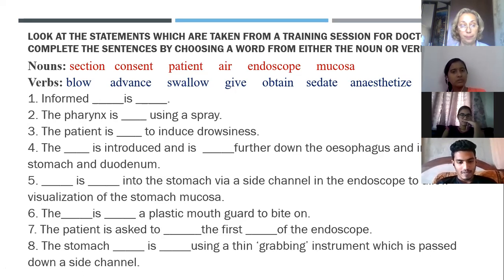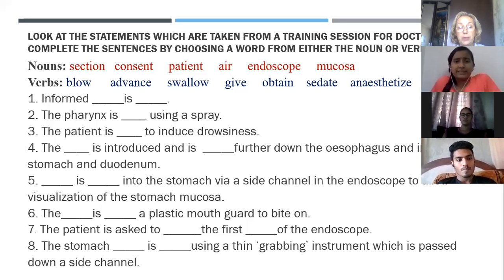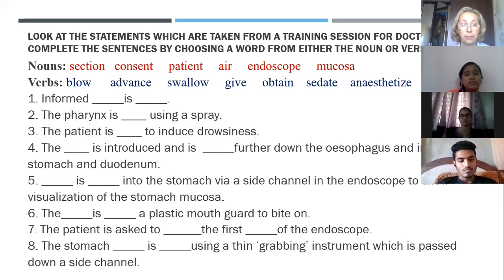Bhuvanesh? The stomach is biopsied using a thin grabbing instrument which is passed down the side channel. The stomach section was used in the previous sentence. The stomach, or what is inside the stomach? Air, ma'am. The specific layer. Mucosa. Yes, ma'am. The stomach mucosa is biopsied using the thin grabbing instrument. Yes, you're right.